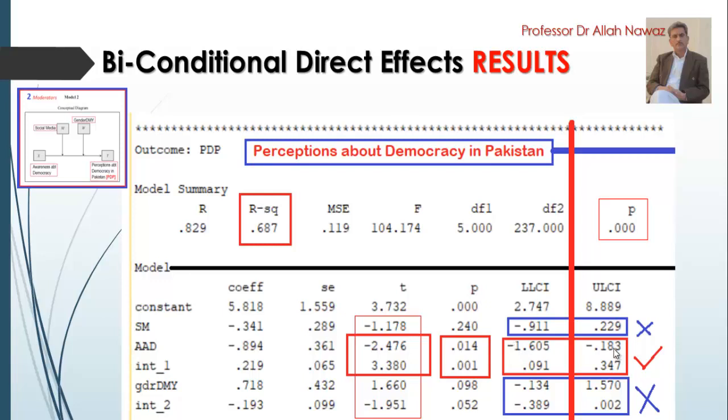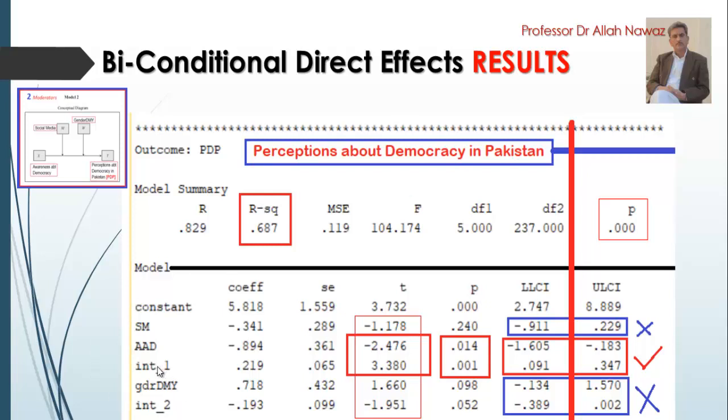Therefore, the result is significant because they are on the same side. Therefore, there is no zero or no chance of zero between the range. So the impact of awareness about democracy is significant as well as having a big and huge coefficient weight, but it is having a negative relationship with the y variable or dependent variable of perceptions about democracy in Pakistan.